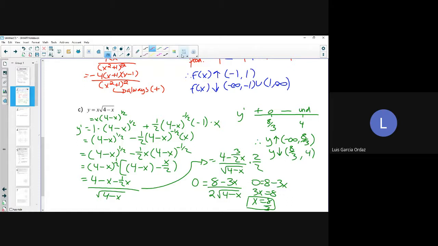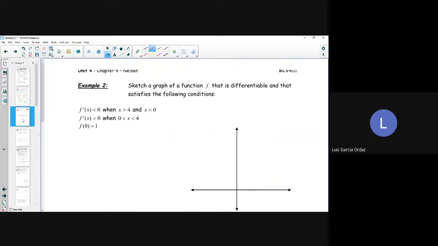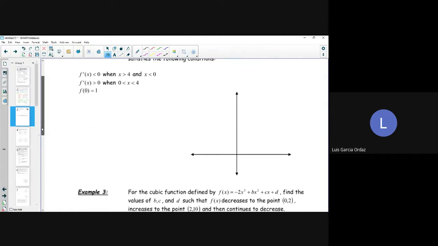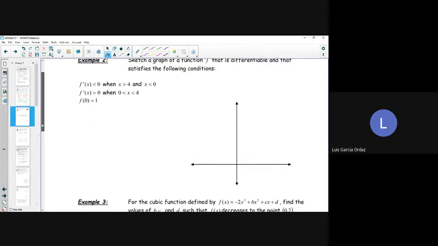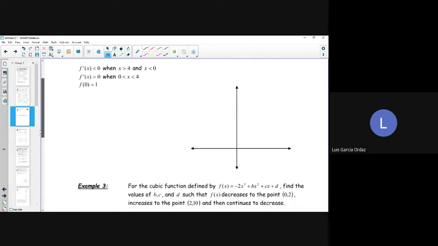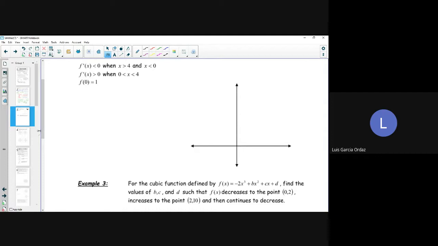We have two more examples. Oh, this one will be easier because it's just based off the description in words. So I want to sketch a graph of a function that is differentiable and satisfies the following conditions. We have f prime is less than 0, so that means it's decreasing, when x is bigger than 4 and less than 0.